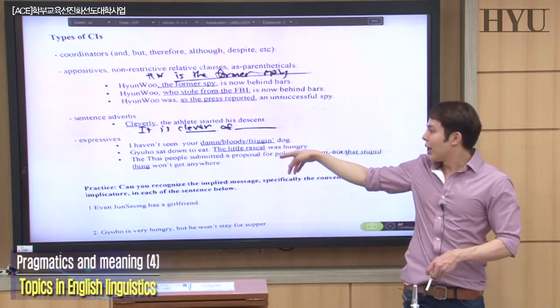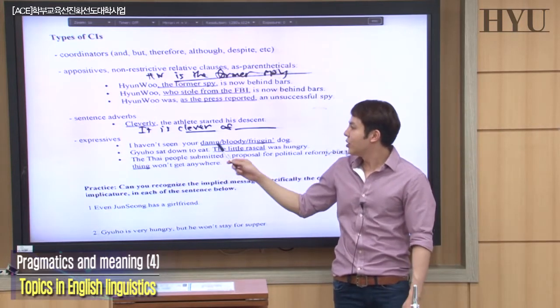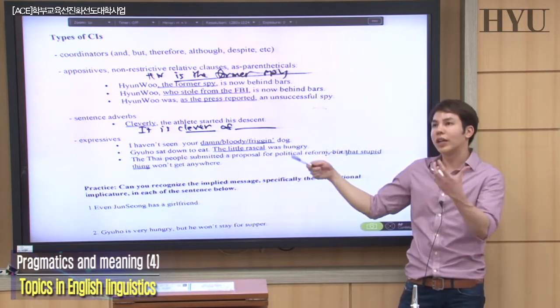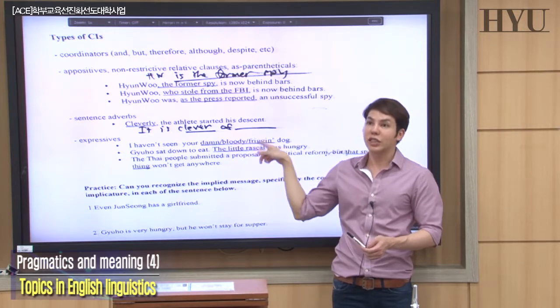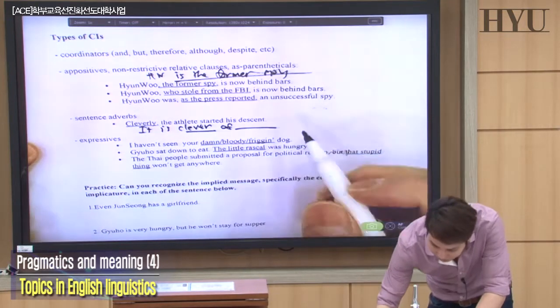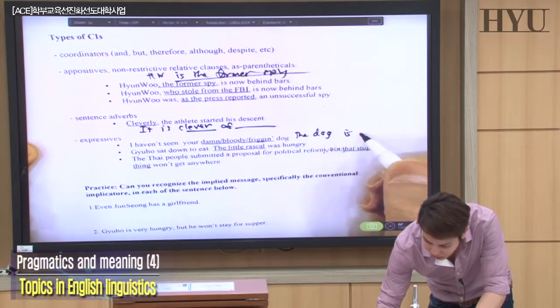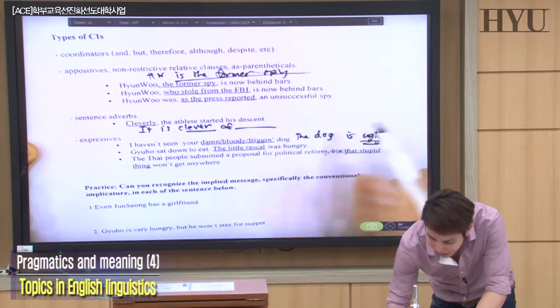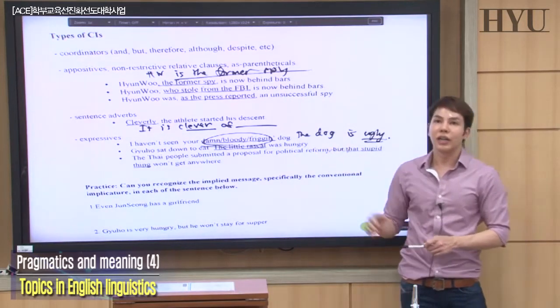Or expressives like these guys, like I haven't seen your damn, bloody, or freaking, or fucking dog. So these expressive adjectives make the implied message that your dog is ugly or bad. So when you have all these things, it's implied there, right?